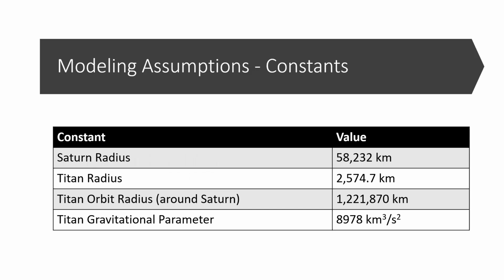Here are some constraints that we'll be using for our model. We have Saturn's radius at 58,232 kilometers, Titan's radius at 2,574.7 kilometers, Titan's orbit radius around Saturn at 1,221,870 kilometers, and Titan's gravitational parameter of 8,978 kilometers cubed per second squared.